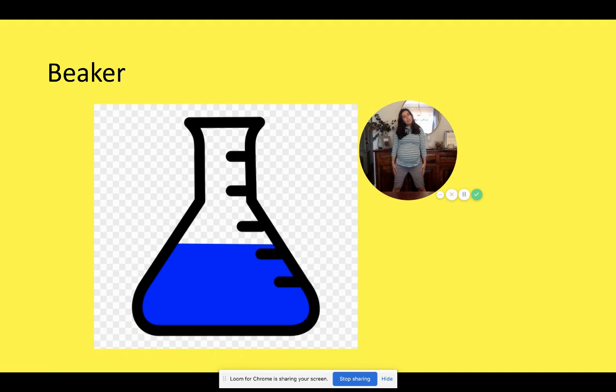Now, what is a beaker used for? Do you remember? Moby got a little bit confused with this one, but a beaker is used for measuring volume. And by volume, we don't mean turning the music up on your radio. We don't mean that type of volume. We mean the amount of liquid.